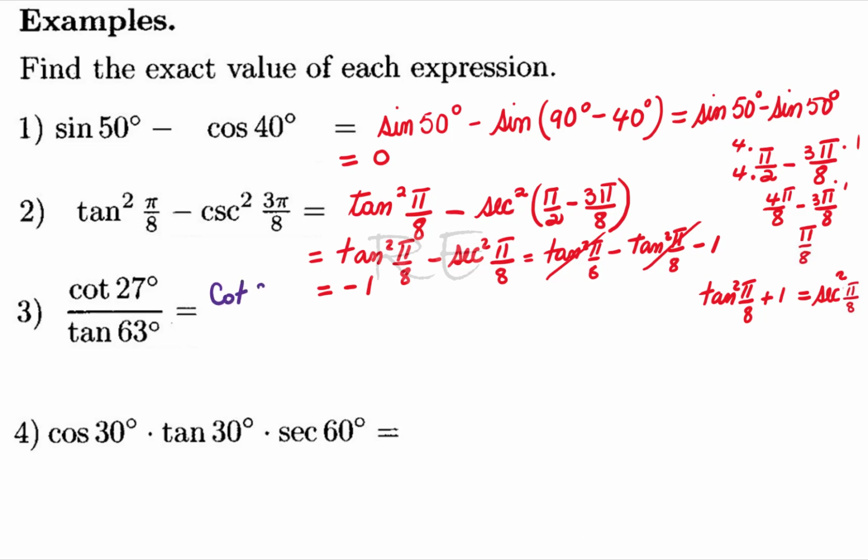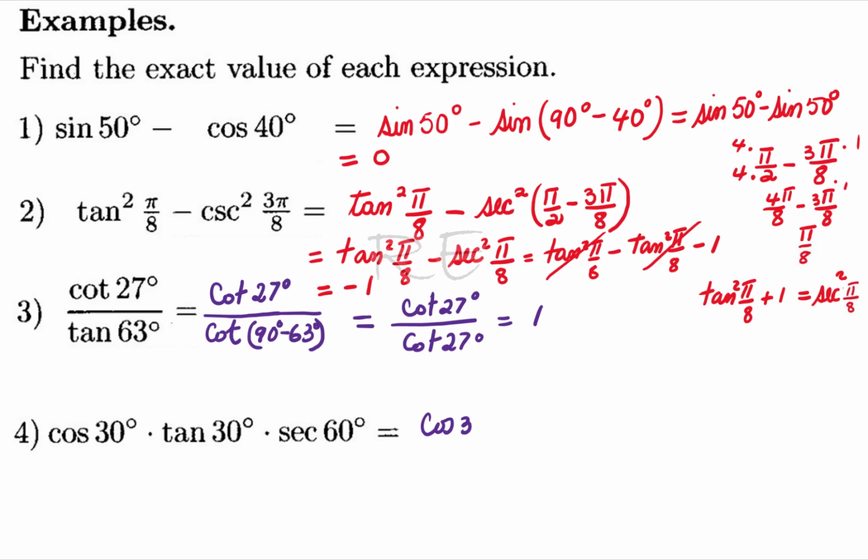Cotangent 27 degrees over tangent 63 degrees. Tangent 63 is equal to cotangent of 90 degrees minus 63 degrees. So we get cotangent 27 degrees over cotangent 27 degrees. A number over itself is equal to 1.